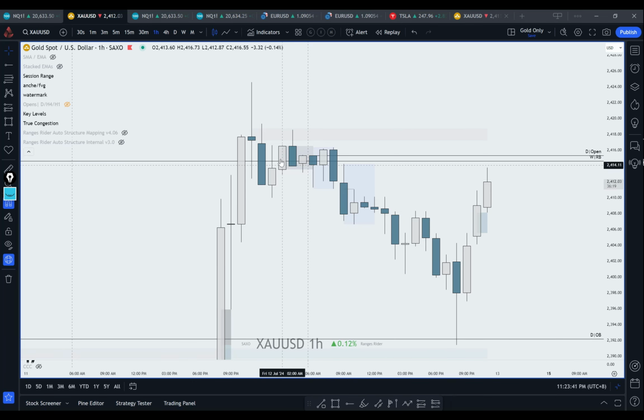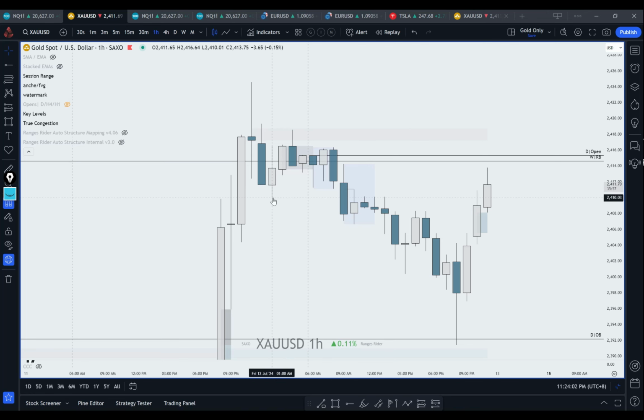In this case, the price maybe just missed 1 point or something, and it reached to where? It reached to the draw on liquidity. So it's okay. We can't help. But this was the setup. 100% this was today's setup.